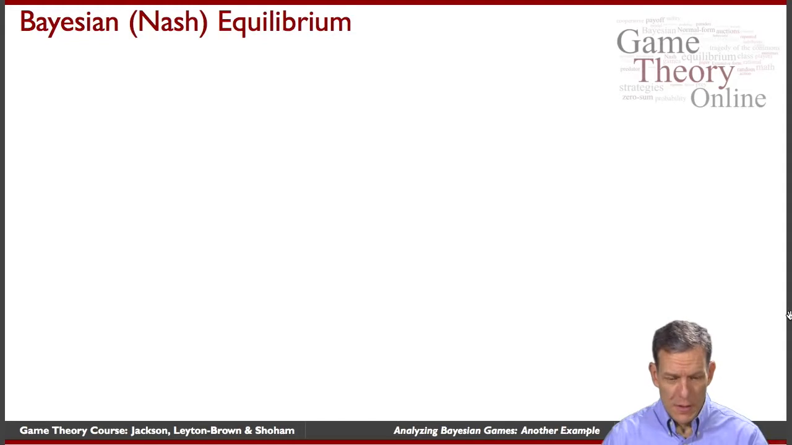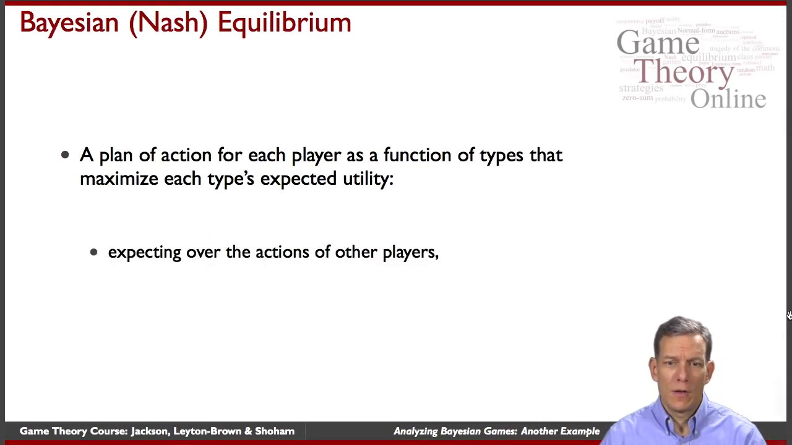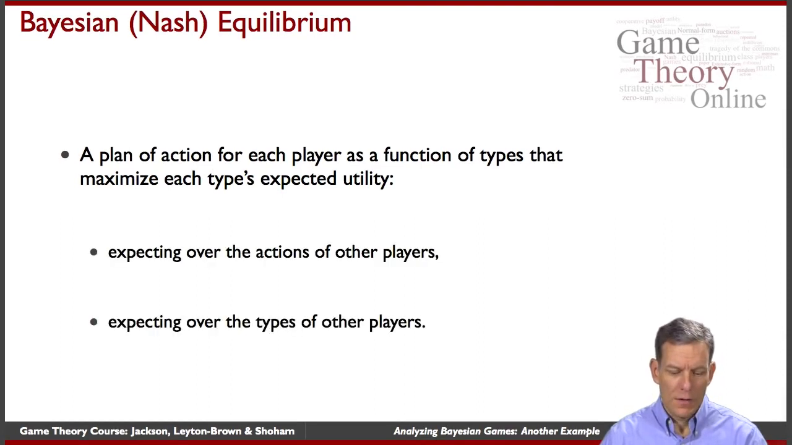Bayes-Nash equilibrium. What did it do? Again, it has a plan of action for every player. So we have what they're going to do as a function of their information, their types. And it's maximizing their expected utility, expecting over what they think other players are going to be doing, and expecting over the types of other players which might affect their payoff. So let's look at a very simple example.